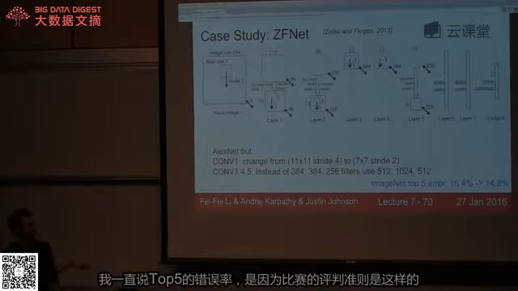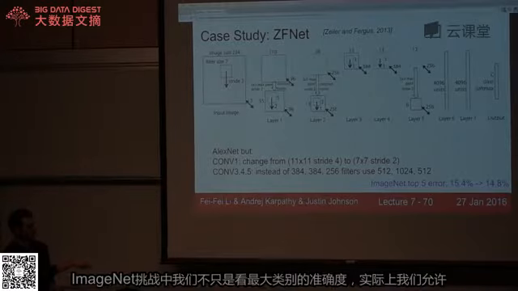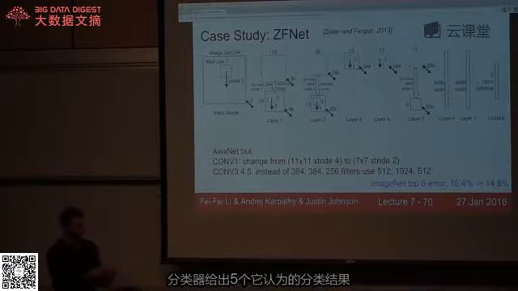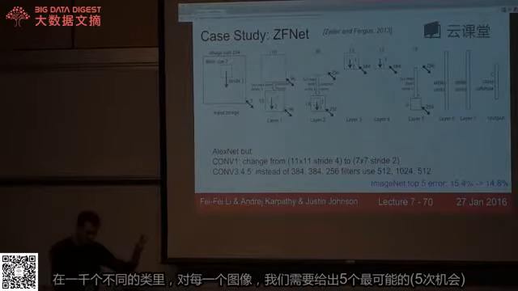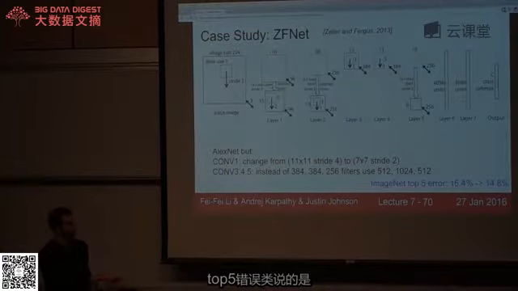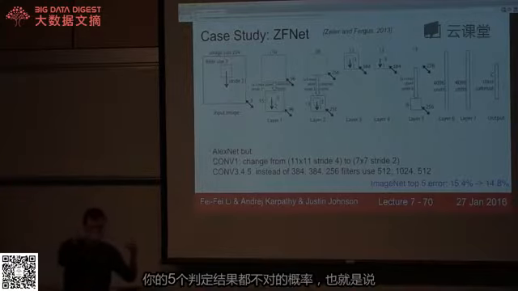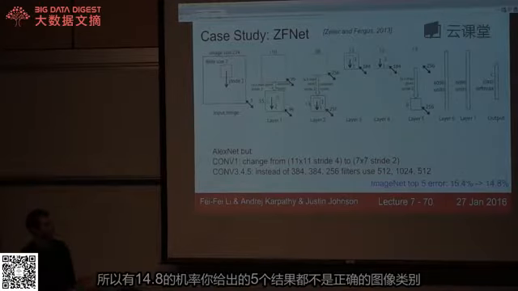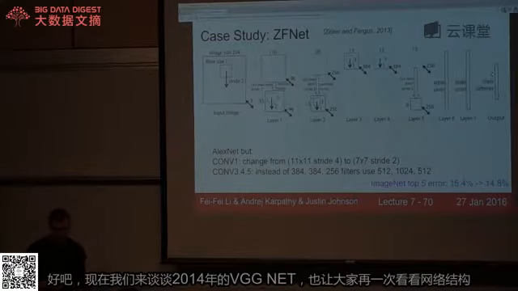I'm saying top 5 error because that's how we evaluate the ImageNet Challenge. We're not just looking at accuracy, but we allow the classifier to have a top 5 choice of what it thinks every image is, because there are 1,000 different classes, so we give it 5 chances to guess every single image. A top 5 error is the fraction of images that you have incorrectly labeled in all of your top 5 choices. So basically, in your top 5, you did not get that image correct. So we're roughly not getting 14.8% correct at this point.